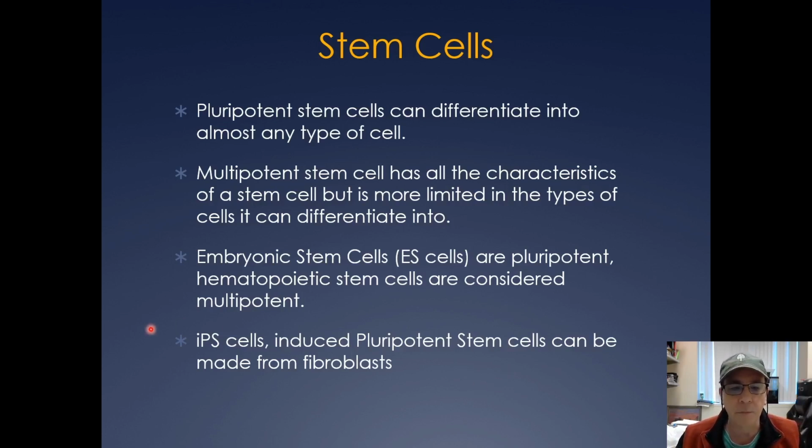And then there's a special class of stem cells which came out about a decade ago, and these are called iPS cells. And they're induced pluripotent stem cells. And they're actually made from fibroblast cells from any animal. So you can take like a human skin graft, get the fibroblasts out, and then convert them into iPS cells, and then they can be differentiated into any cell type. And I'll explain that at the end of the lecture.